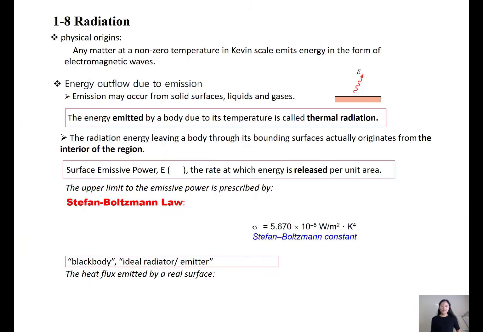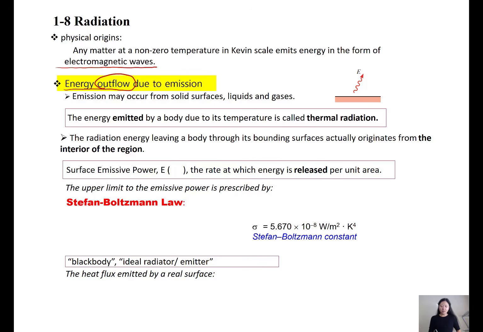Now let's look at radiation. The mechanism of radiation is energy transfer in the form of electromagnetic waves. Any matter at a non-zero temperature in Kelvin scale emits energy. So this covers all materials in engineering. Note, with radiation, there's energy outflow. There's also energy inflow. First, let's look at energy outflow, that is emission. Emission may occur from solid surfaces, liquids, and gases.